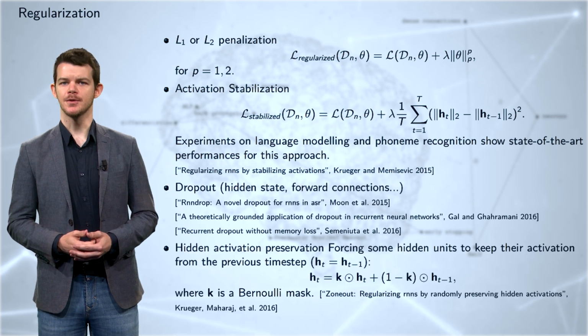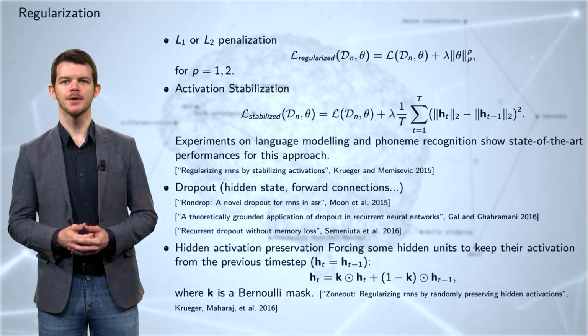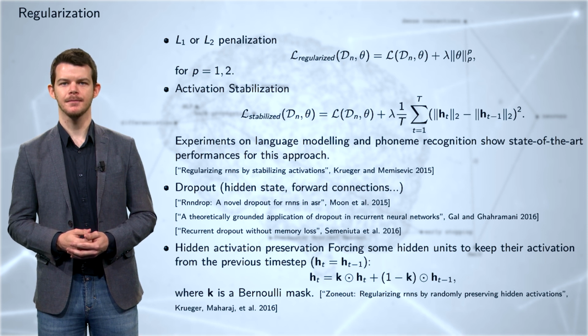Dropout can also be used. You can also force the network to remember some random hidden states by using Bernoulli masks. You can look at the last reference to know more about that.